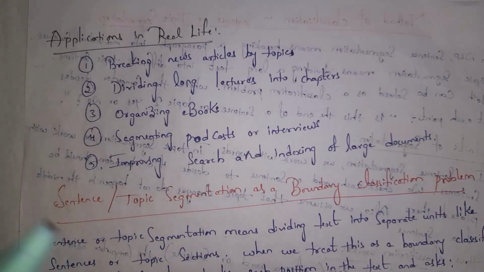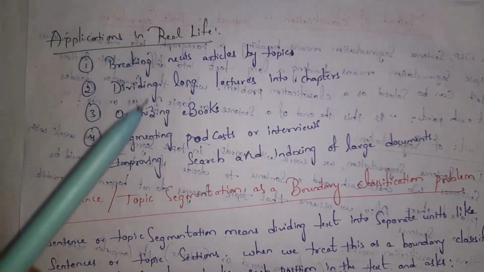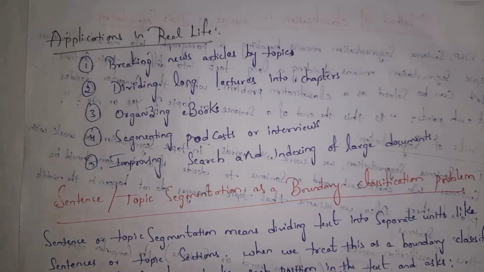The first one is breaking news articles by topics. For example, if we consider newspaper articles, a newspaper contains various kinds of topics. So we use topic segmentation, that is nothing but breaking news articles based on topics.